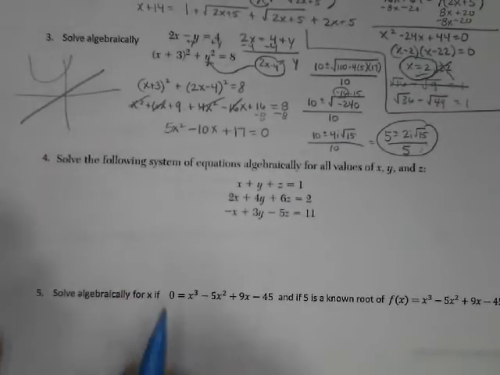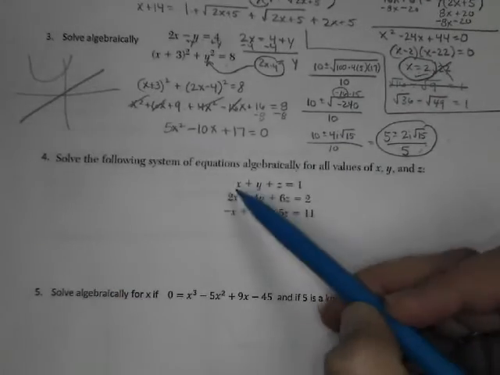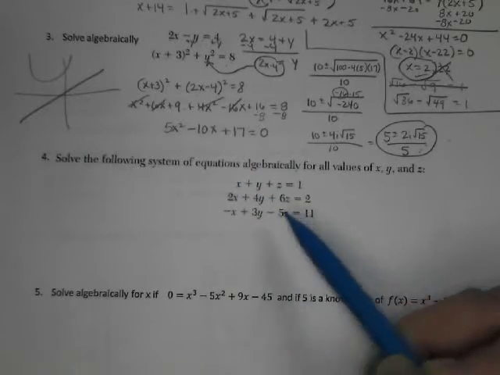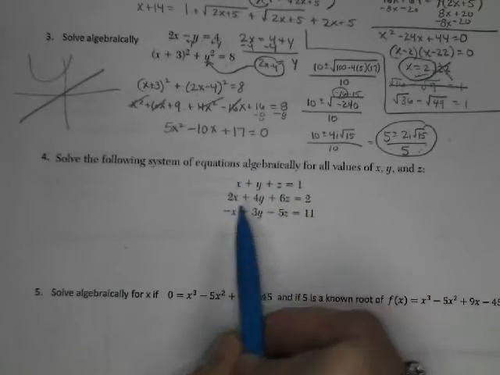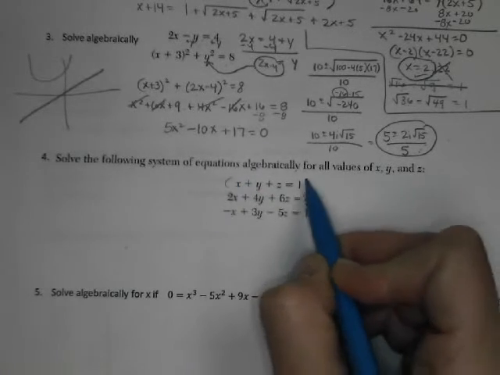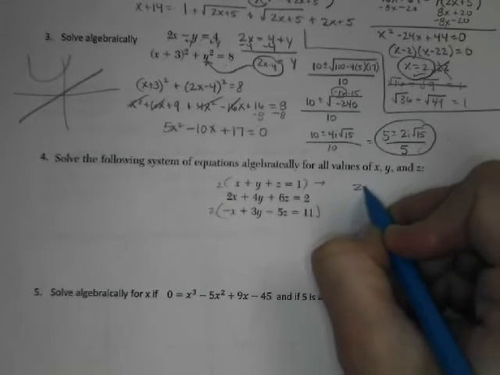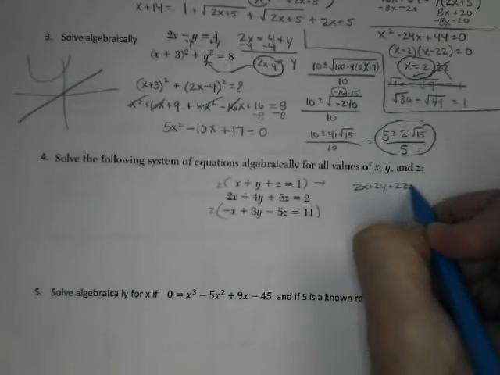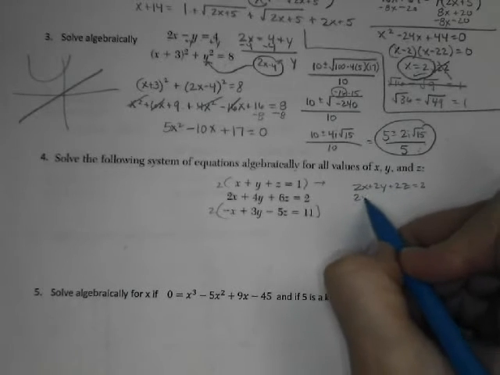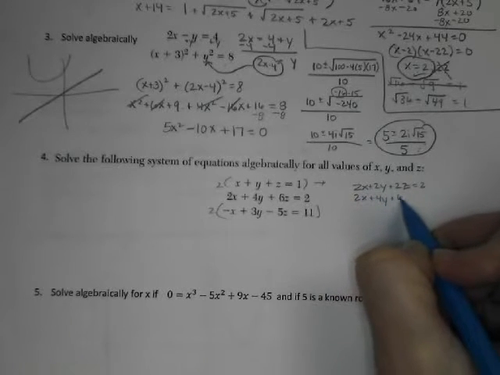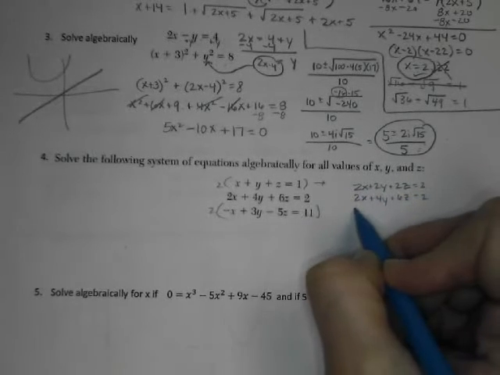So a system in 3 variables is elimination 3 times. So you look at your x's, y's, and z's, decide what's the easiest to get all the same number. I'm going to say x's. So I'm going to double this one and double this one. So I get 2x plus 2y plus 2z equals 2. Not touching the second one. Doubling the third one.